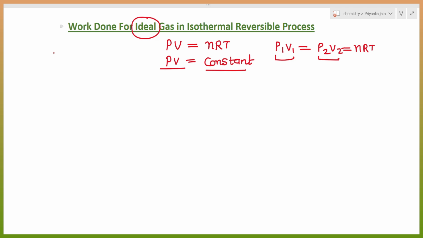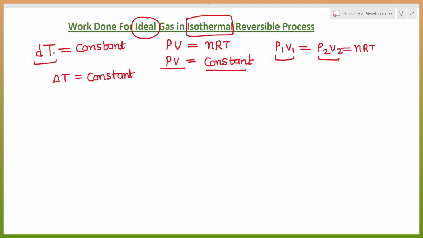Now see here, work done for an ideal gas in isothermal reversible process. See here, first of all, the basic thing that you should understand, what is an isothermal process. Isothermal process means any process in which the temperature is constant throughout the process. It means dT is equal to zero. Now one thing you should be clear about here, that dT is constant. We are not saying that delta T is constant. These two are different things.